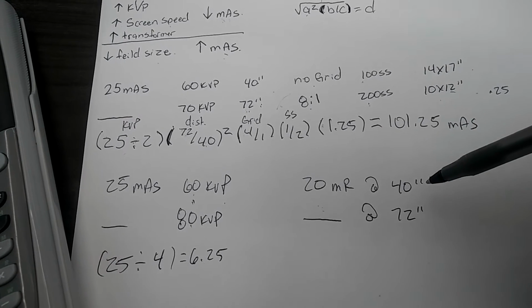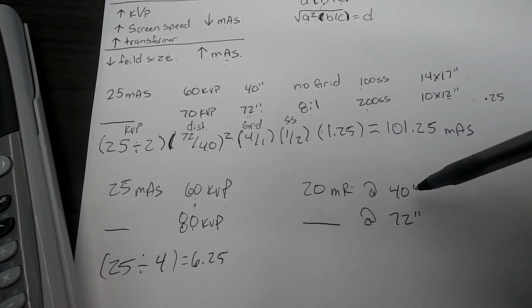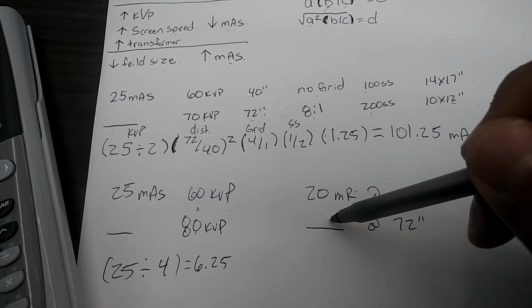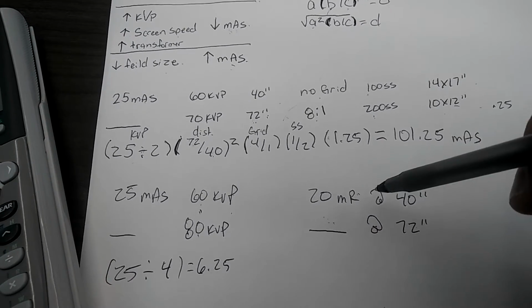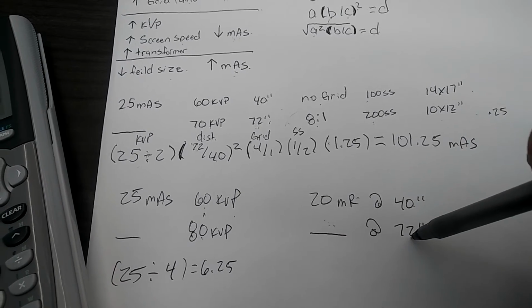So if you know that you're measuring radiation in dry air, then you know that the further away you get, this should drop. This should be a lower number. The closer you get, it should raise. But we're at 40 inches at 20. We know we need a smaller number at 72.